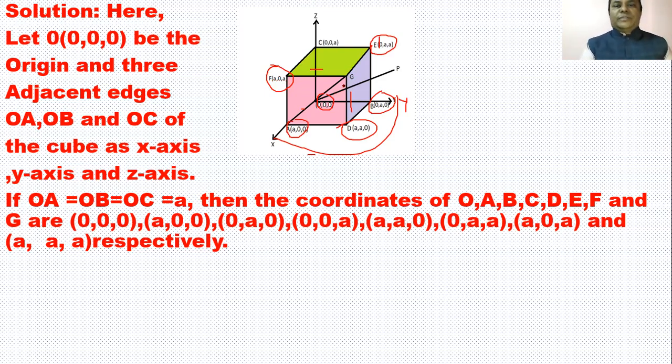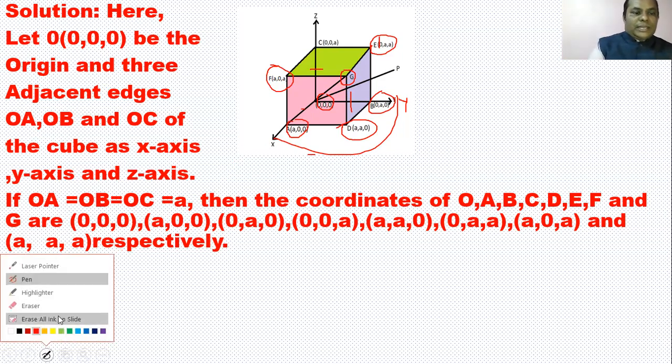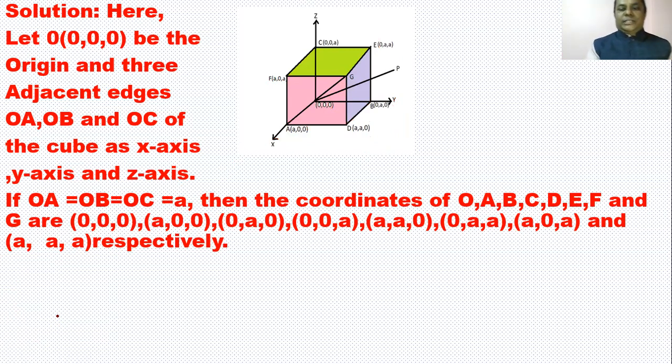Likewise, the coordinate of G goes to A, A, A, because it is a point in space. The distance traveled by G is OA, AD, DG. So these are the coordinates we have to get here.